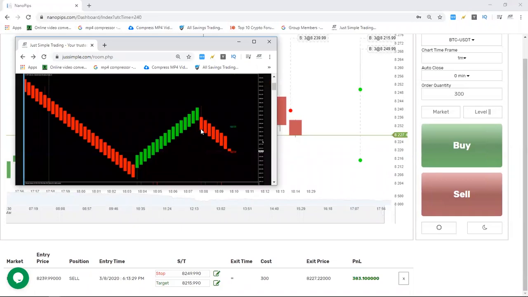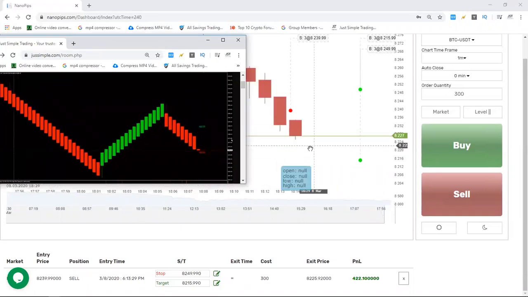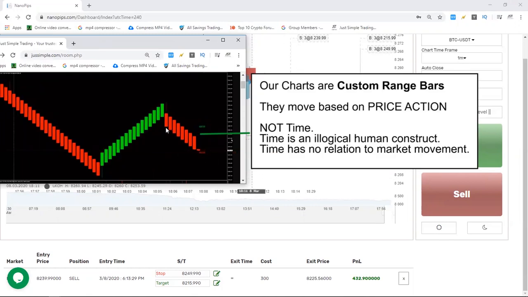And as you can see, the market is moving candle by candle, the same way it's moving on NanoPips. NanoPips is measured by time, and our bars are measured by ranges. That's why they work to produce trading results.